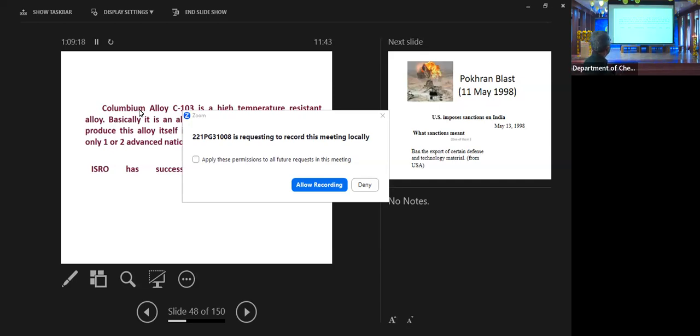And it's an alloy of what? Technology to produce this alloy itself is closely guarded. And in the world, only 1 or 2 advanced nations at that time had achieved it. I'm talking about a time when I had interacted with Madhavan Nair personally. I'm just trying to show you something in simple words here. It was quite a close contact we had with ISRO. Okay, so ISRO successfully developed this alloy.